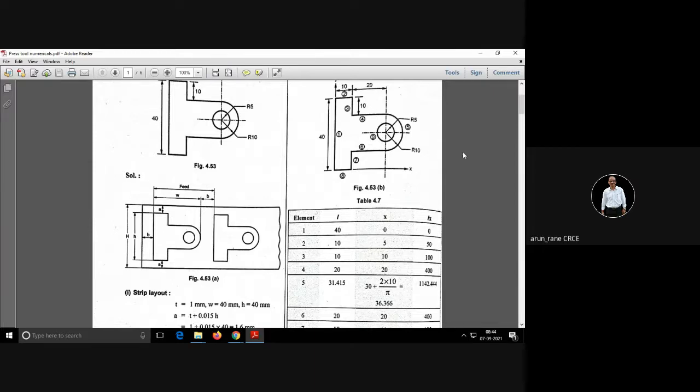ओके. सो अभी एलिमेंट नंबर 5 देखो. ठीक है, अभी इसका लेंथ निकालिए, कितना आएगा? हाफ द पेरीमीटर, बराबर है. सो पाई इंटू आर. So pi is 3.14 into radius is 10. So that will be 31.4. So that is this length 31.4. Did you understand how you got this 31.4?